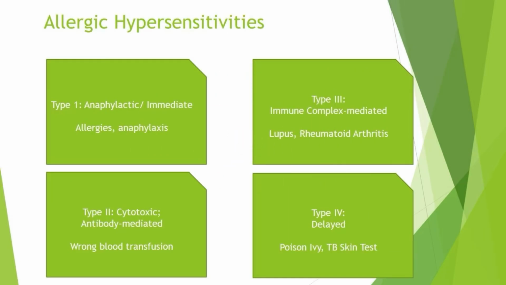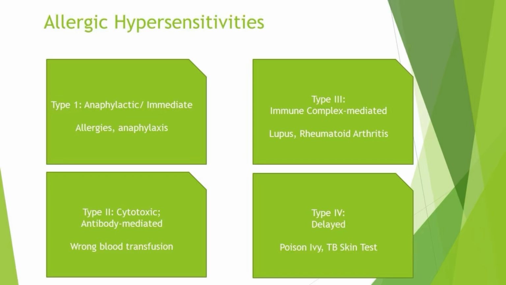Okay, now that we got that out of the way, let's move on to the allergic hypersensitivities. There are 4 types. Type 1 is the anaphylactic or immediate response. This can happen from the allergies, and we can have the anaphylaxis. Type 2 would be considered cytotoxic. This is antibody mediated. An example of this would be getting the wrong blood transfusion. Type 3 is considered immune complex mediated, and this would be from diseases such as lupus or rheumatoid arthritis. And then type 4 is our delayed.